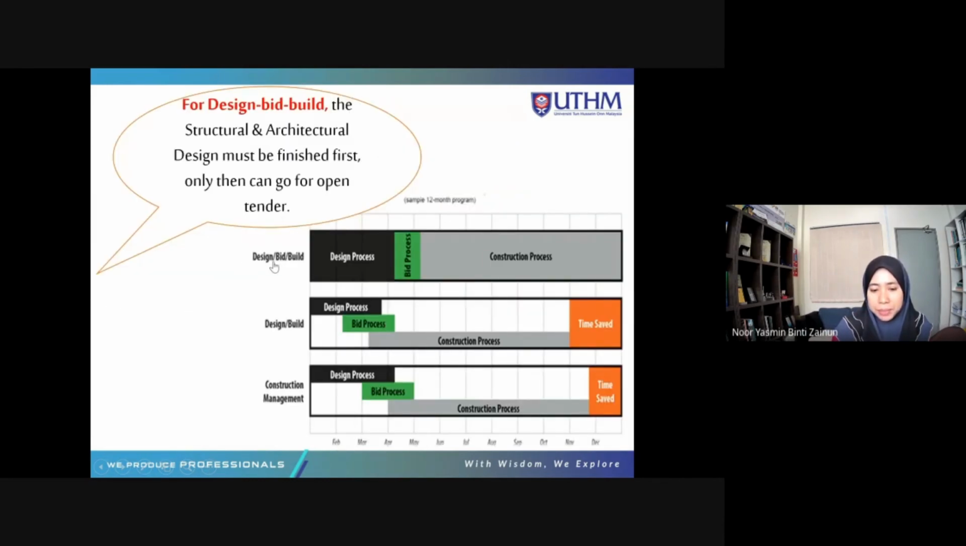For DBB, design bid and build, you need to finish one process before the other. First, the design process. Finish the design first, once all the designs are done, architecture design, structure design, everything, then you can go for open tender, the bid process. You go for open tender and hire a contractor, then the contractor does the construction. Okay, proceed with the construction.